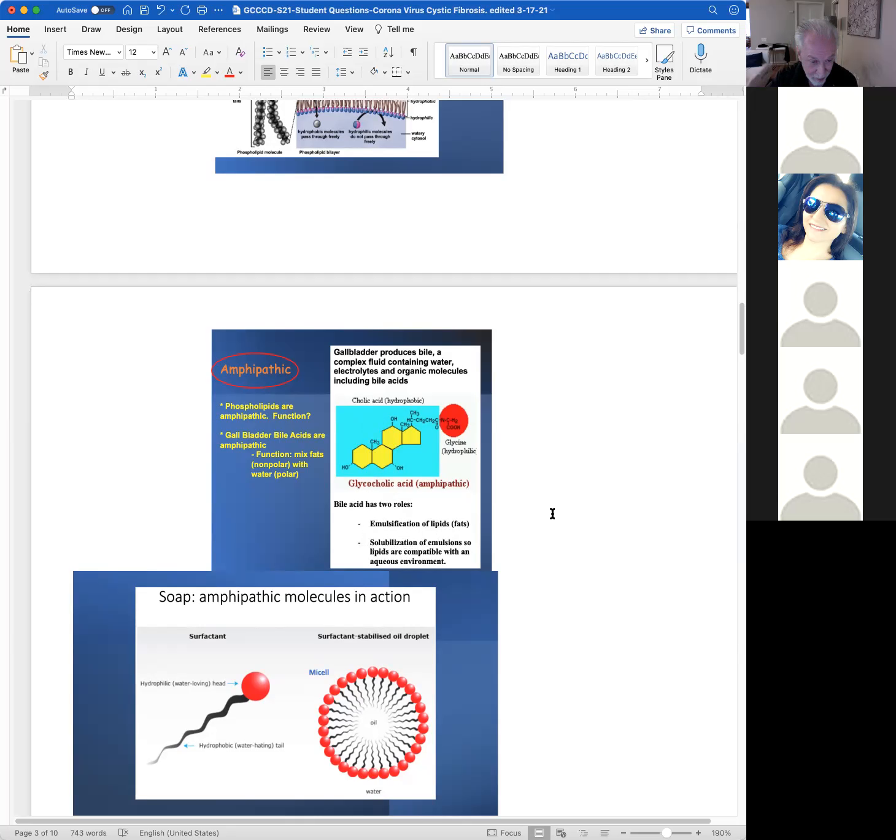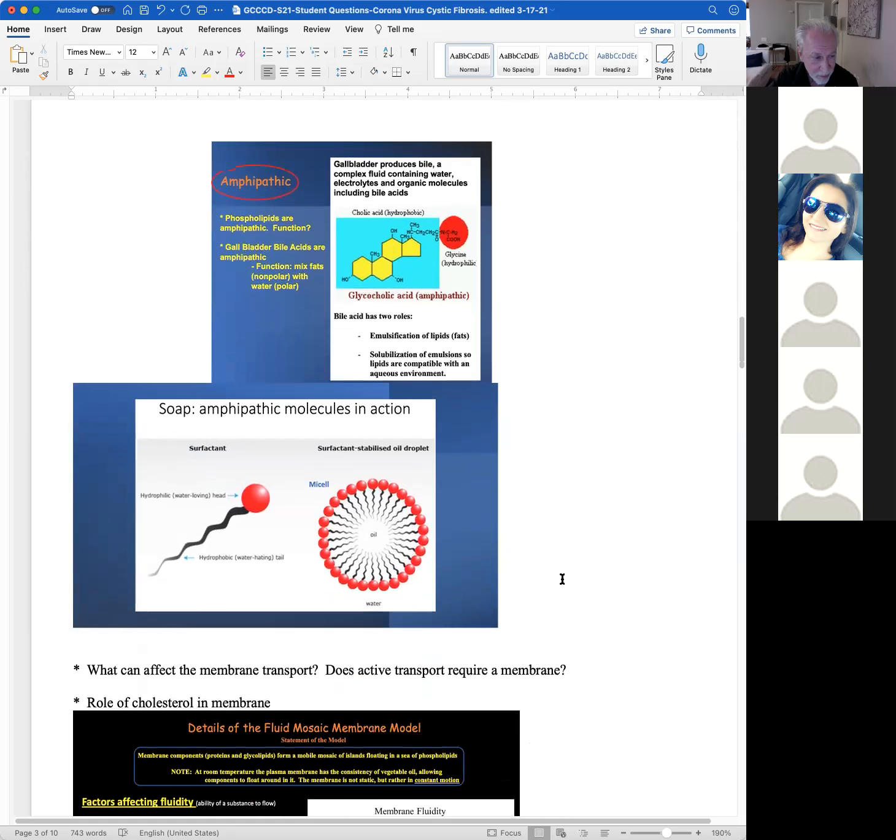So that's the second example of an amphipathic molecule and what it does, why it's necessary. The third is soap. When you wash your hands, amphipathic molecules get your hands clean. Again, a soap molecule is a long chain, a hydrocarbon chain, with a hydrophilic head. And when you wash your hands, you have oily substances on your hands, micelles form.